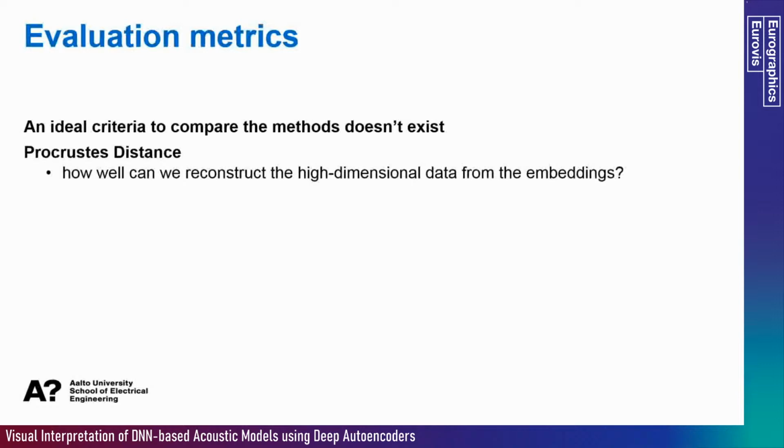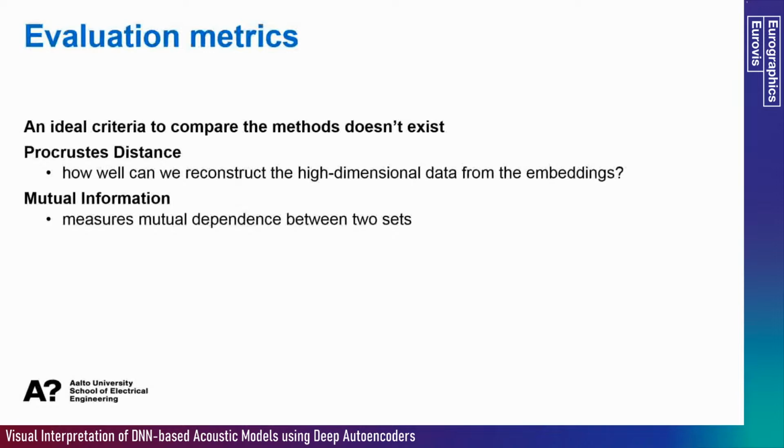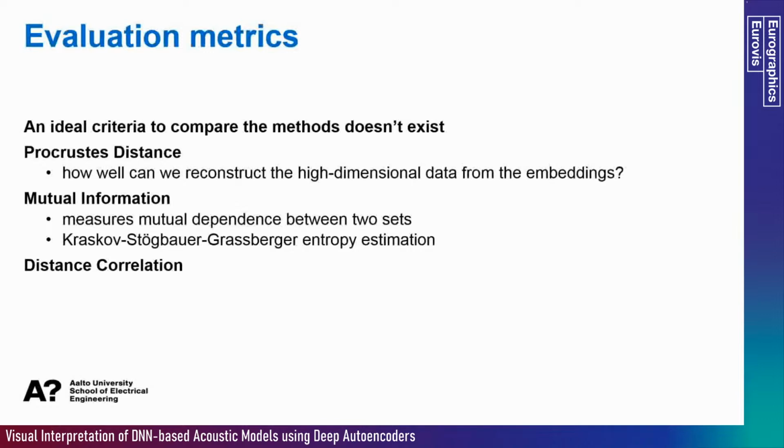The second metric that we used was the mutual information between the low-dimensional and the high-dimensional data. It is a very standard metric that measures the mutual dependence between the two sets. Here, we specifically use the KSG method to estimate the entropy, as it cannot be estimated using the standard method. Lastly, we also use distance correlation, which is a completely different metric from the previous two. It measures the correlation between the paired vectors of any arbitrary dimensional data.